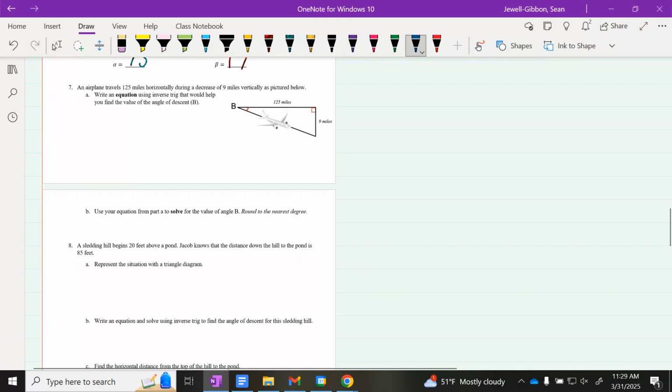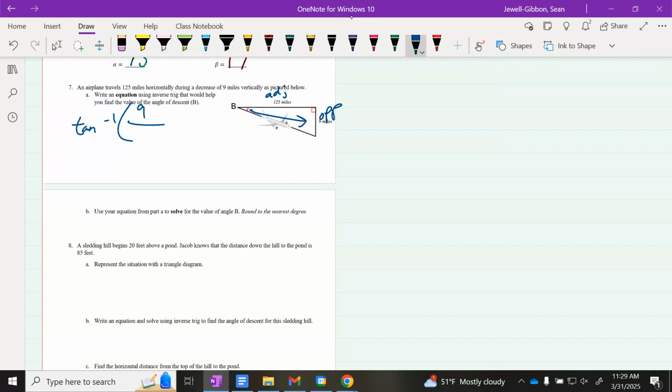Alright, next one here, we are going to try to find an angle measure again. So whenever you're looking for an angle measure, you are doing inverse trig. So let's go ahead and label our sides here. We got our opposite side is 9. We got our adjacent side is 125. Once again, we're working with opposite over adjacent, so that is going to be inverse tangent.